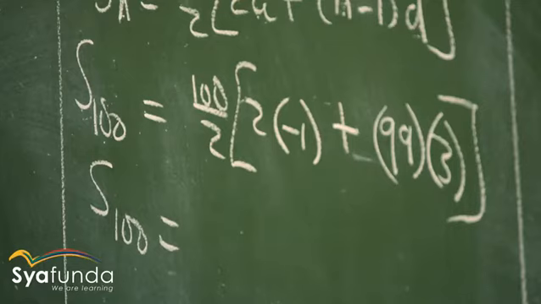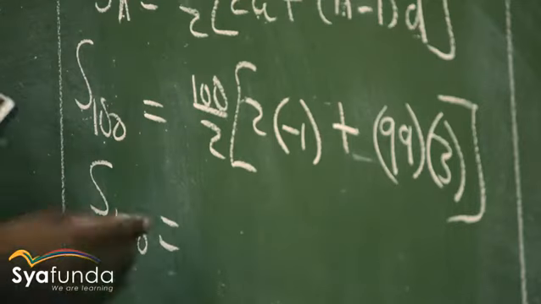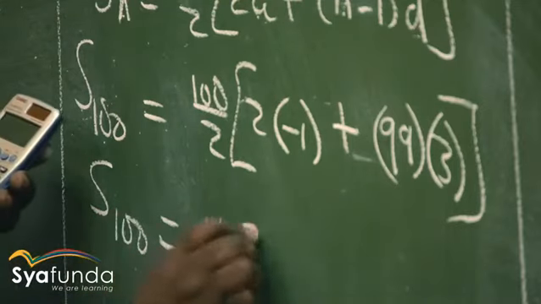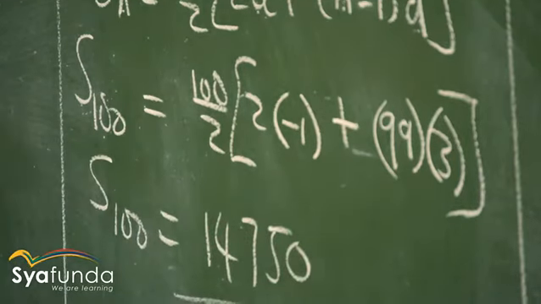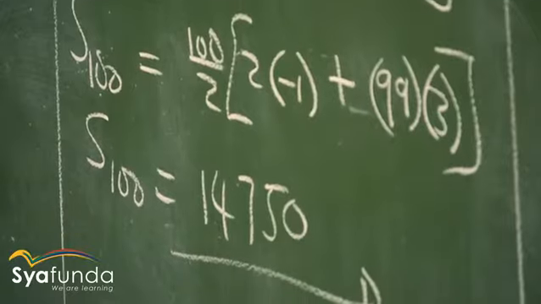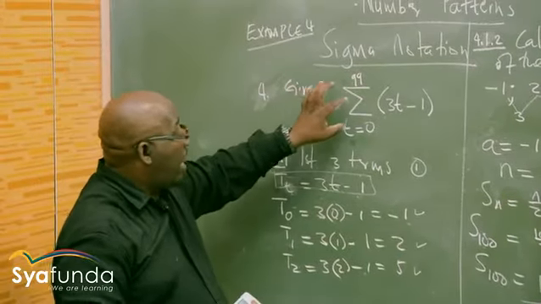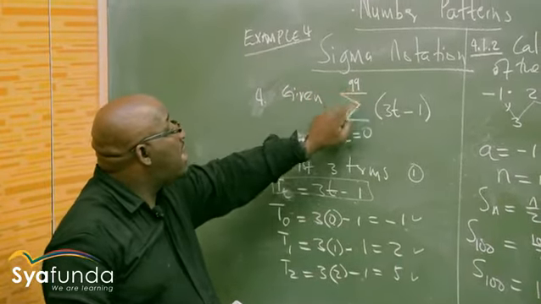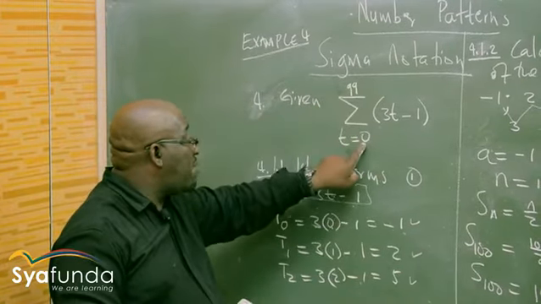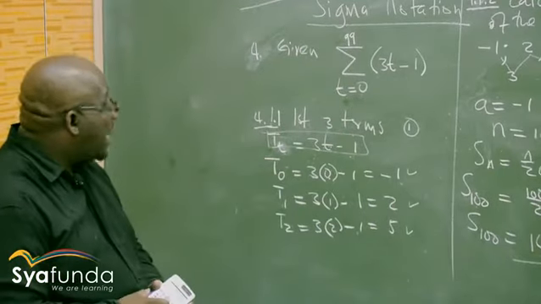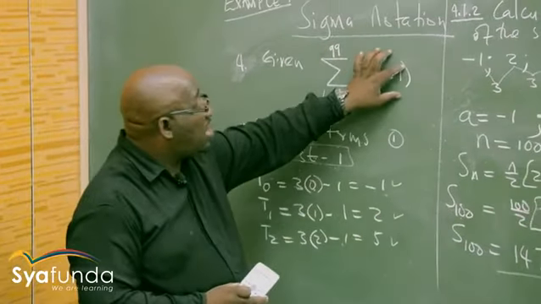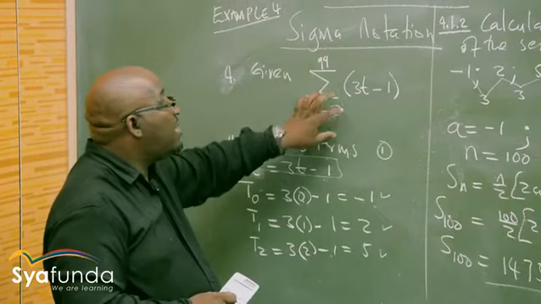What is my solution here? This is what I get, 14750. This is the sum of the first 100 terms of this sigma notation form. Remember, we are required to find the sum of the first 99 terms, but we're starting from 0 term, it makes them 100 terms. Hence, I'm looking for the sum of the first 100 terms. Remember, this is your general term, the number of terms.